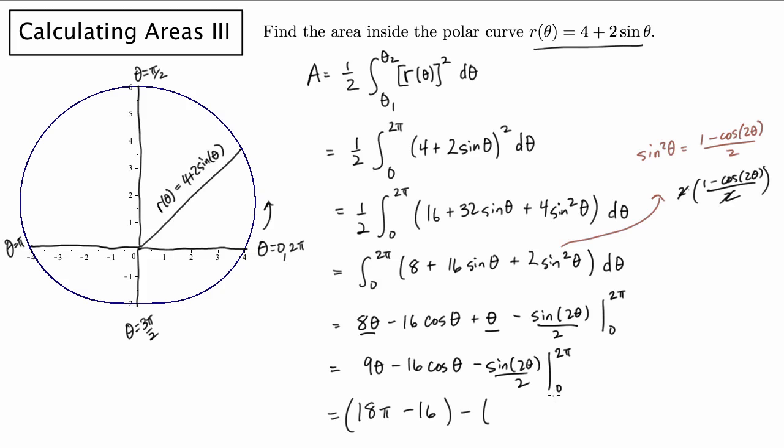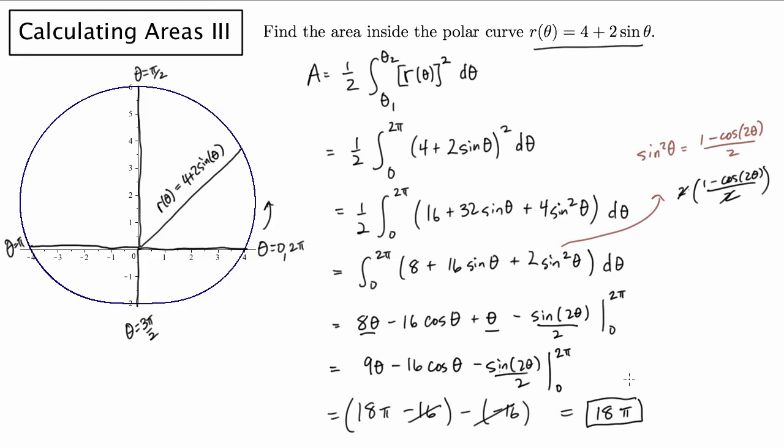Similarly, if I try to plug in 0, I get nothing from the theta. I still get a 1 from cosine of 0. And I get nothing from sine of 0 because it's also 0. This is going to cause the 16s to cancel out, and it's going to leave me an answer of 18 pi for the total area.